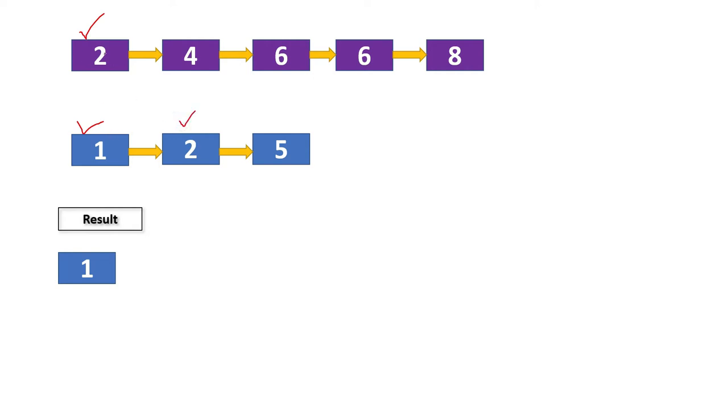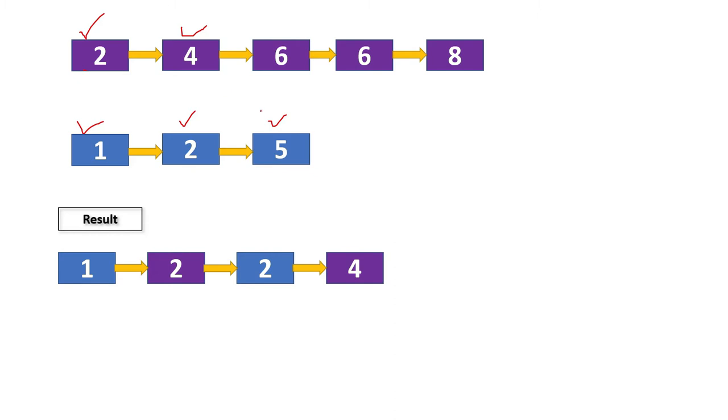Then we compare the first pointer with the second pointer and determine which one is lesser. In this case both are equal, so just take the first one. Then you have to move this pointer forward. Then the comparison will happen between 2 and 4. Obviously 2 is less, so we take 2 and move forward. Then the comparison will happen between 4 and 5. Obviously 4 is lesser, so we take 4 and move 4 forward.